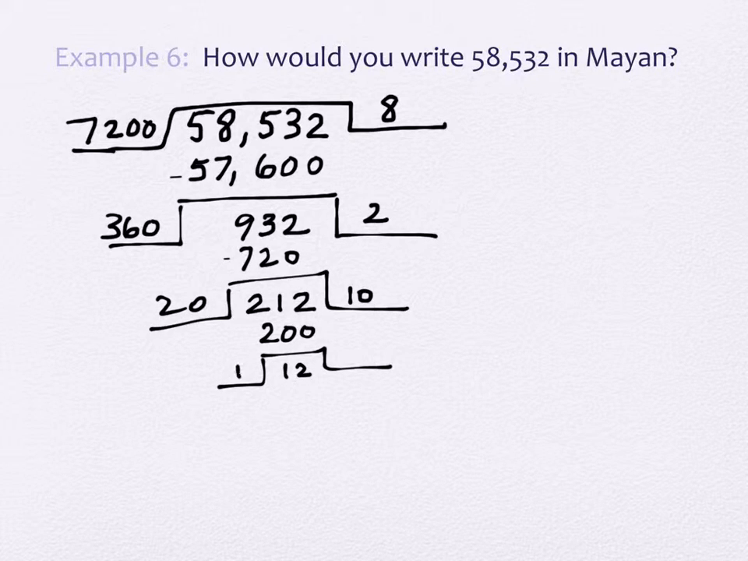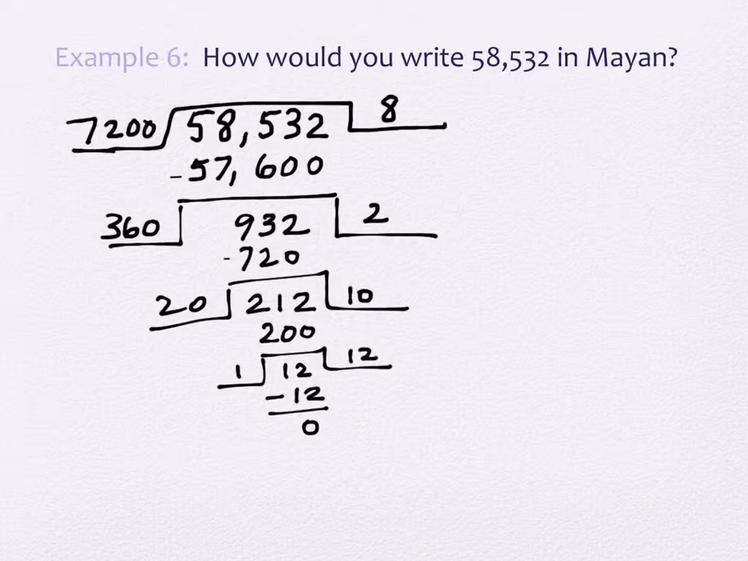And my last place value is a value of 1. I always go all the way down to 1, never skipping. This goes in 12 times, which leaves me with a remainder of 0. Even if you've gotten a remainder of 0 before now, you keep going until you get all the way to the bottom, dividing by 1. Okay? I don't really think I needed that. That was fine.